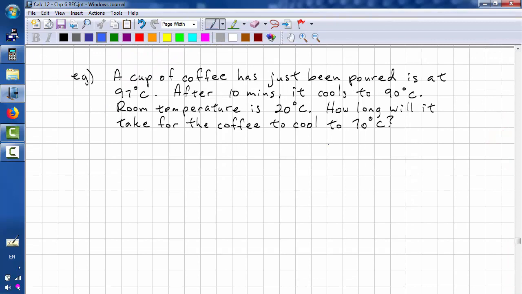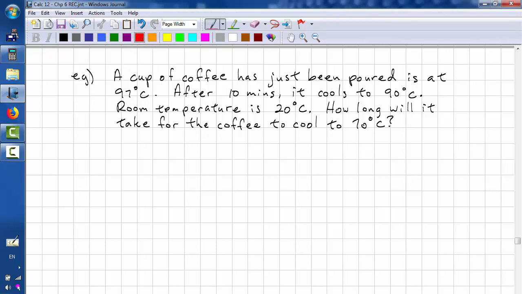Okay, a cup of coffee has just been poured and it's sitting at 97 degrees Celsius. After 10 minutes, it cools to 90 degrees Celsius. Room temperature is 20 degrees. How long will it take for the coffee to cool to 70 degrees Celsius? Okay, that's very hot. It's not very drinkable. I don't think anybody's able to drink it at that temperature.